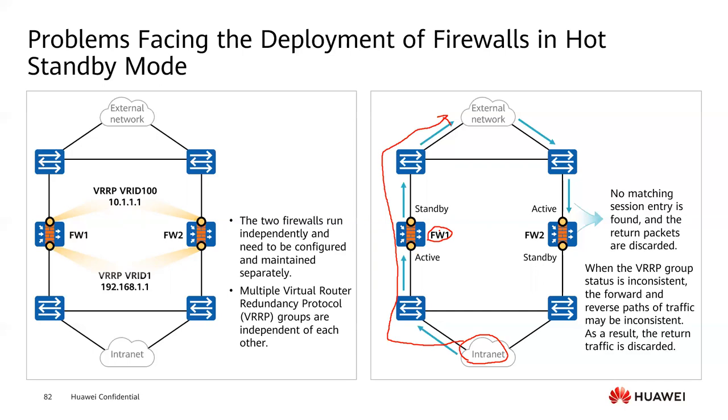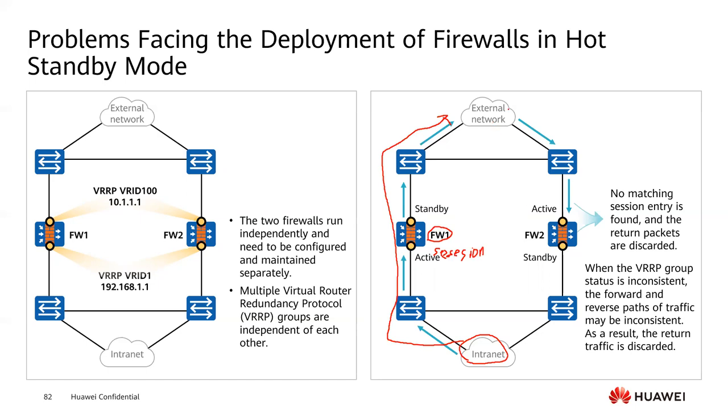What is the first packet? For example, for TCP, the SYN is the first packet. For an ICMP request, the request is the first packet. Only the first packet can trigger the generation of the session table. So only this firewall will have the session table.